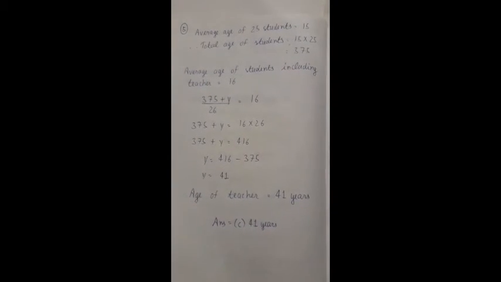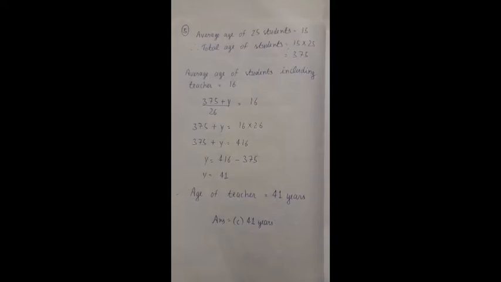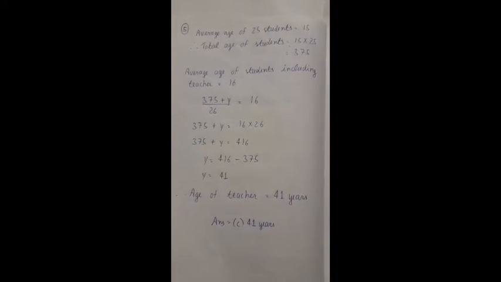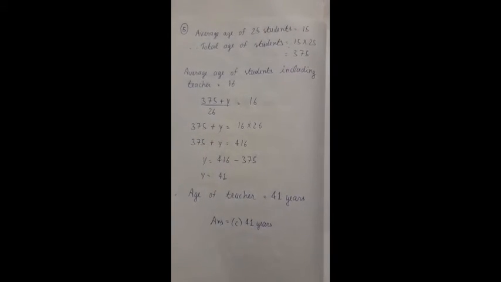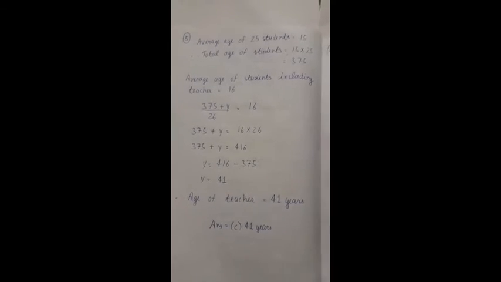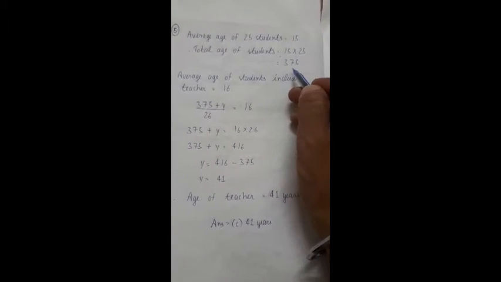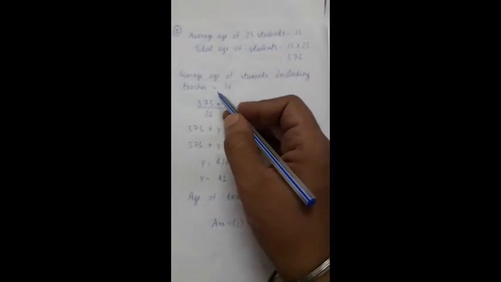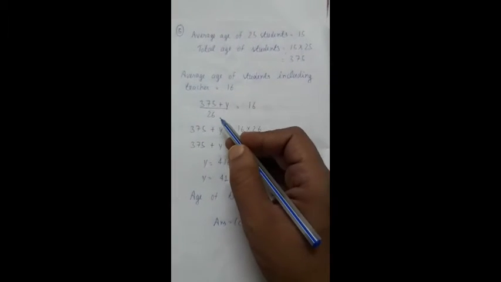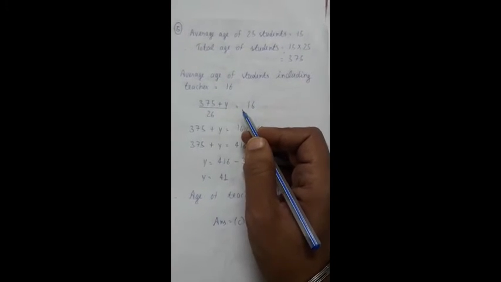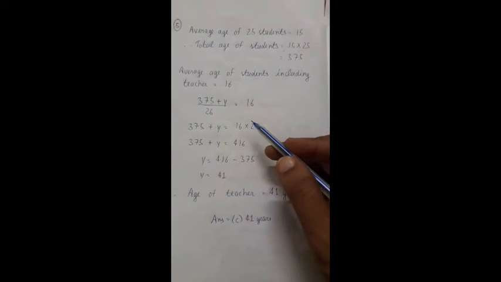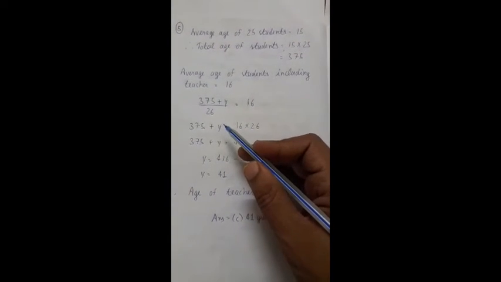Now see the fifth question. The average age of a class of 25 students is 15 years. If the age of the class teacher is added, their average age becomes 16 years. Find the age of the class teacher. So the average age of 25 students is given as 15. So the total age of students will be 15 multiplied by 25, that will be 375. Now the average age of students including the teacher is 16. So (375 + y) upon 26 equals 16. As there were 25 students, when we include the teacher, it will become 26.